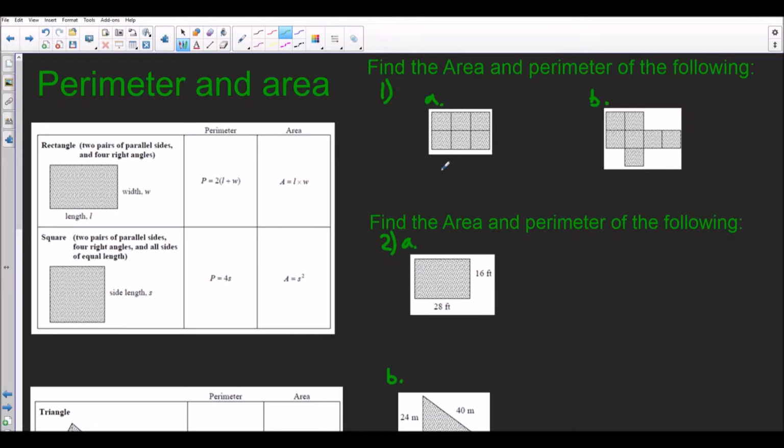All right, so let's learn about perimeter and area. We're going to start out with some fairly basic examples here. These ones you can just count.